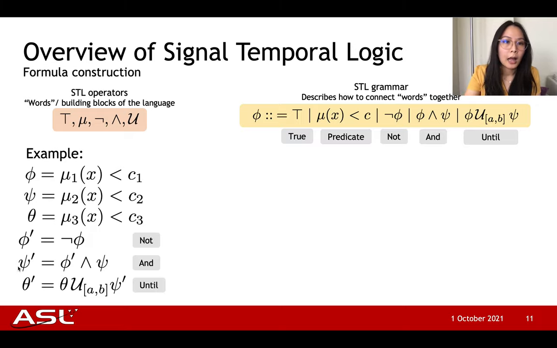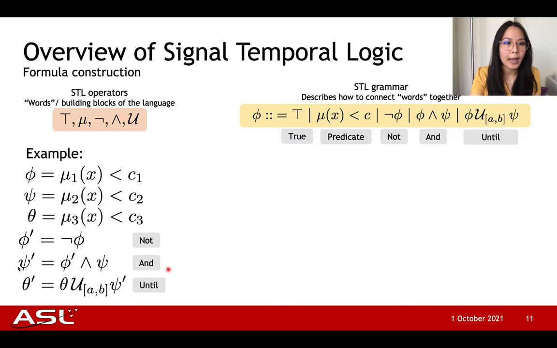So first, let's look at the not or negation operation. The grammar tells us that we can take a formula phi and then apply the negation operation, and that will give us a new formula. And this is precisely what we have on the left here. We have phi prime is now equal to not phi.